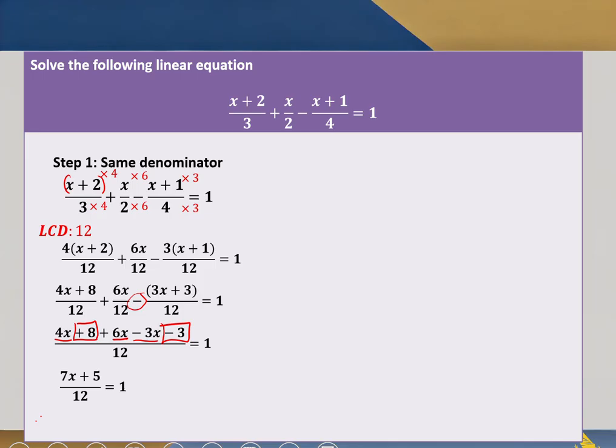I'm just going to times both sides by 12, and I get 7x plus 5 equals 12. Then I'm going to take away 5 on both sides, and that will give me 7x equals 7. Then I'm dividing by 7, and that will give me x equals 1.